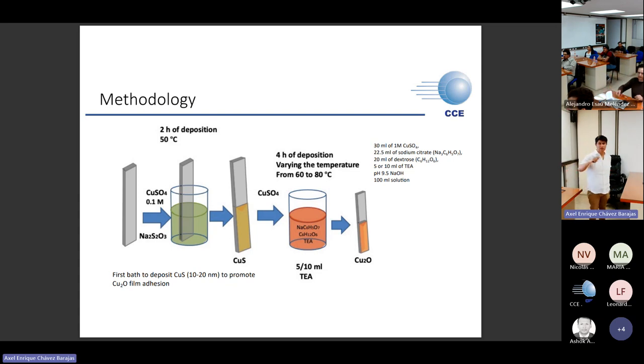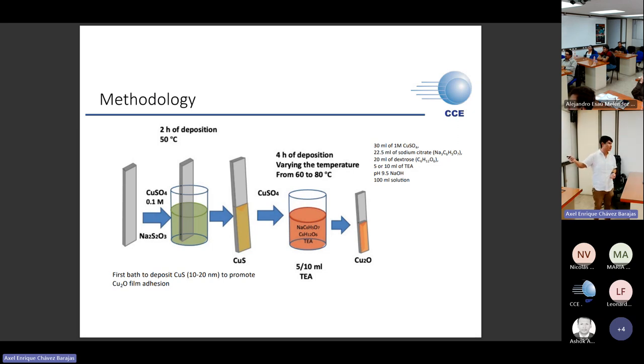But in the previous work, I only used 45 milliliters of the solution because of the reactor tube, which was for around 50 milliliters. So I needed to reduce from the original work, which is 100 milliliters. The deposition time that I used in this work was around 4 hours. And I varied the temperature from 60 to 80 Celsius degrees, increasing by 6 Celsius degrees each sample. We use exactly the same copper sulfate as a copper source, sodium citrate as a first complexing agent, dextrose as a reducing agent, triethylamine as a secondary complexing agent, but in this case I use 5 and 10 milliliters.